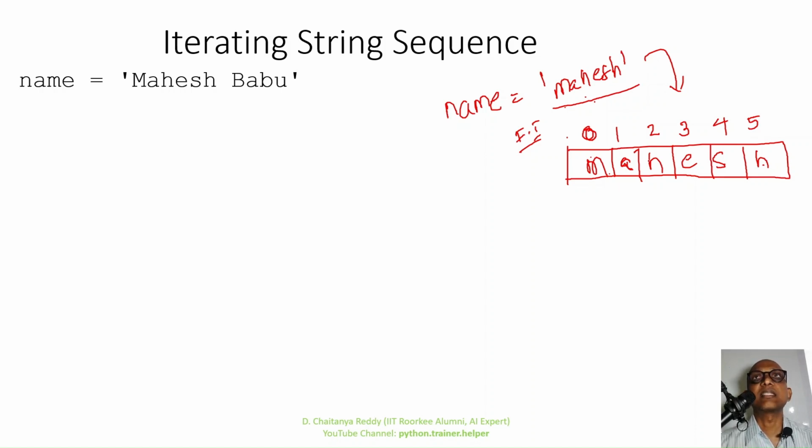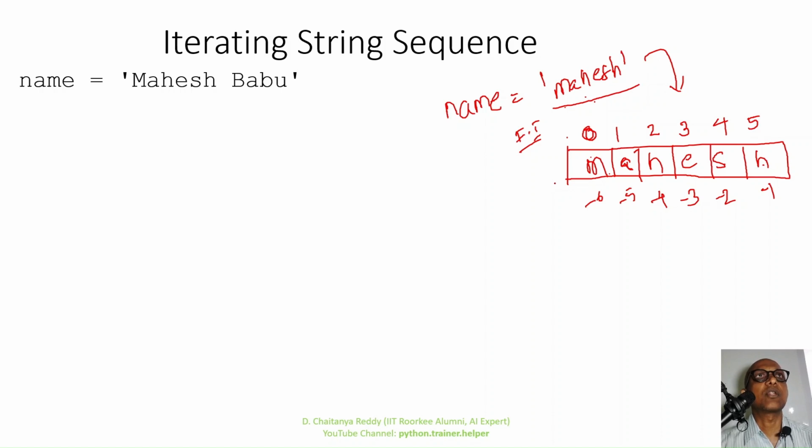The reverse indexing always starts with a -1, and that too from the last character of the string. What is the last character of the string? H. So -1, then -2, -3, -4, -5, -6. And there are no characters here to allocate.